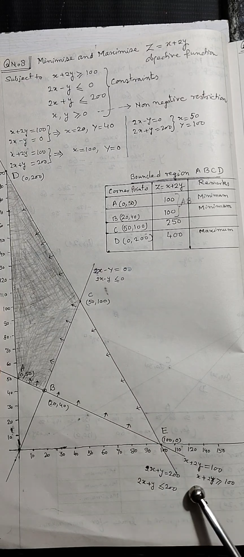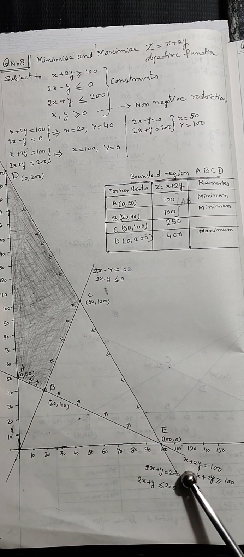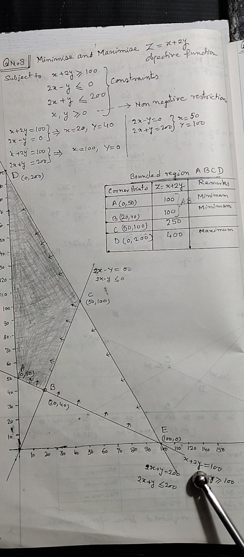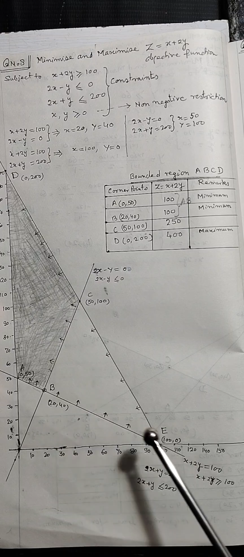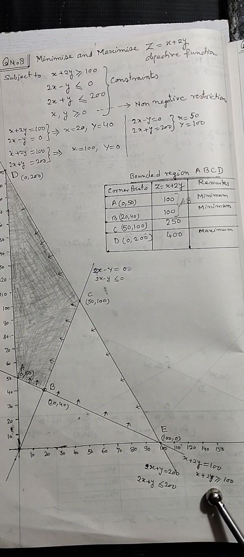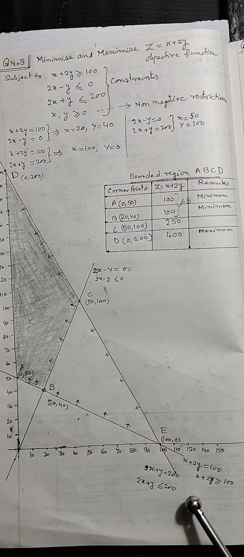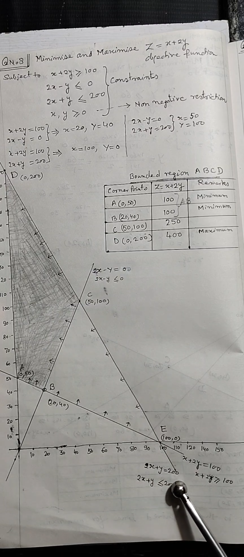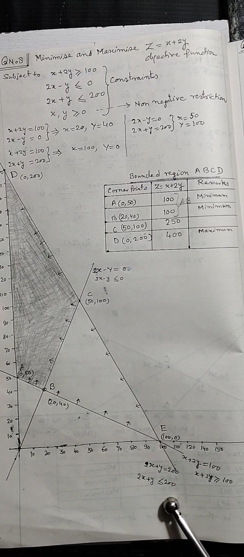Here you see the line EBA is the graph line of x plus 2y is equal to 100, and the upper part of this line will represent the region of x plus 2y is greater than or equal to 100, including this line. Now similarly, 2x plus y is equal to 200 means 2x plus y is less than or equal to 200.